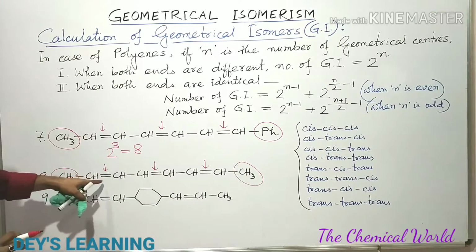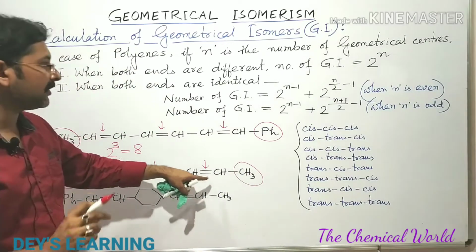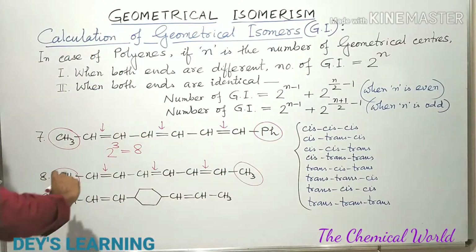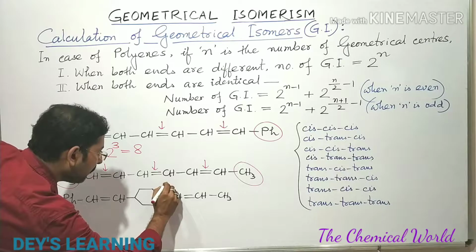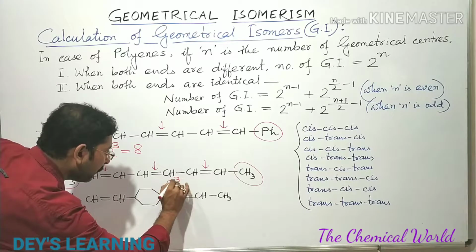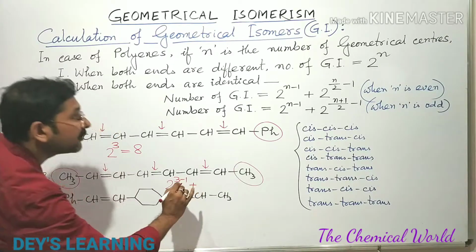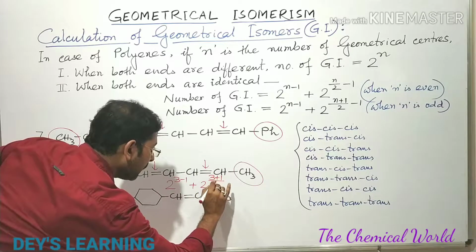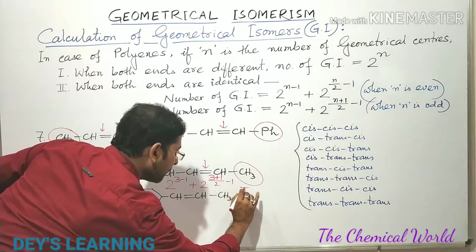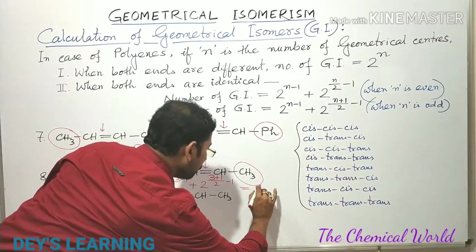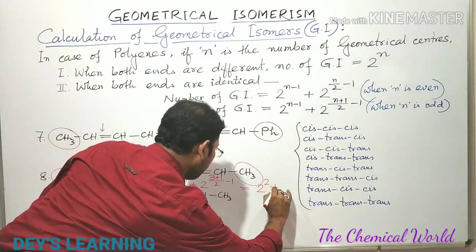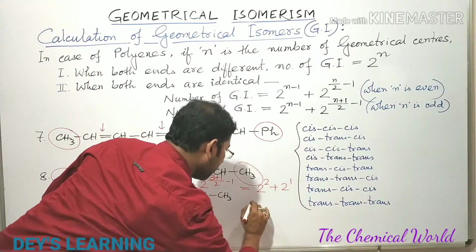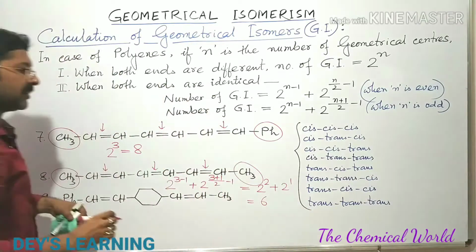So there are three double bonds, three geometrical centers, that is n is odd. So this formula will be applied. The number of geometrical isomers equals 2 to the power 3 minus 1 plus 2 to the power (3 plus 1) by 2 minus 1. It yields 2 to the power 2, this is 4, plus 2 to the power 1, equal to 6. Six geometrical isomers are possible.